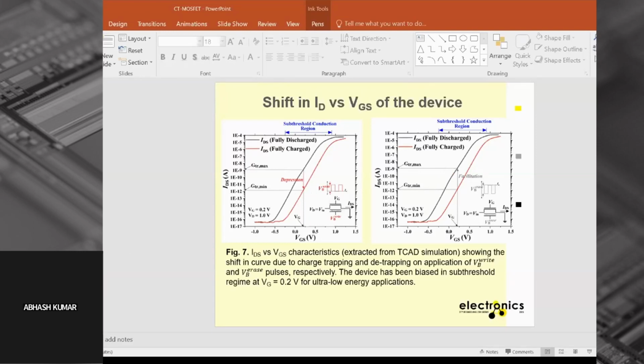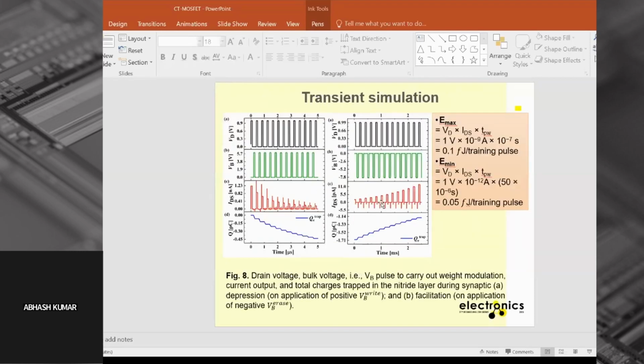The device should be able to learn, but how it learns is by tuning its parameters. One of the widely used parameters to tune is threshold voltage, that is, the channel conductivity, which is mostly used in neuromorphic device design. So next is the transient simulation. On applying subsequent pulses, again you can see the VB, this bulk voltage.